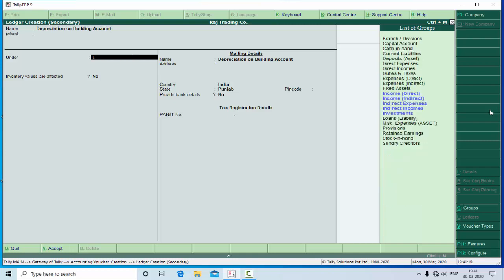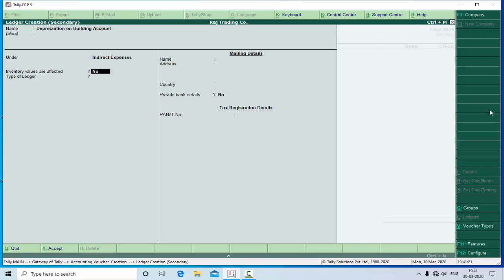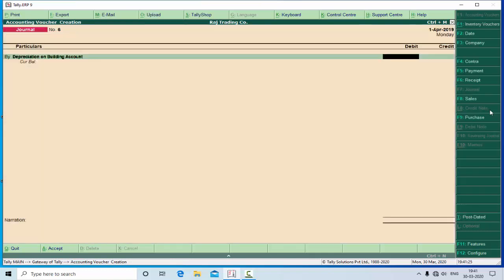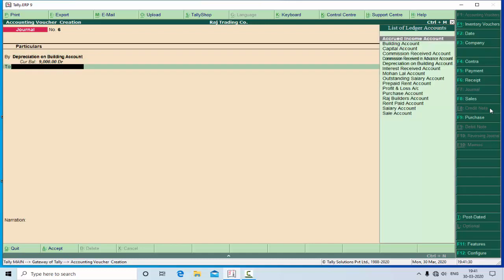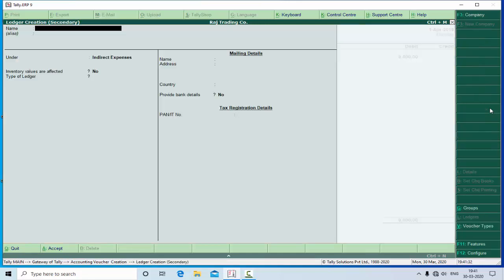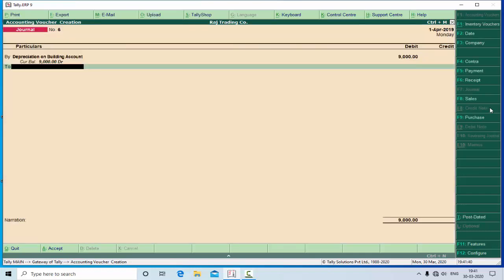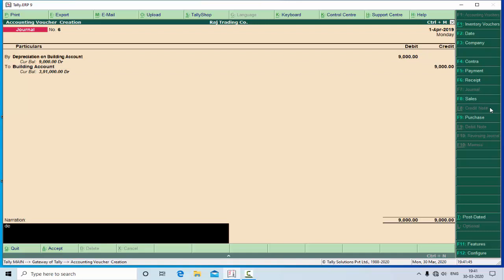So depreciation on building goes in indirect expense. I think you understand how this account will be created, and its group is indirect expense, and the amount is 9000, and credit the asset account. The asset is building, so the building account is already created, no need to create it. Enter narration: depreciation charged on building. So I think you understand how to record that entry.